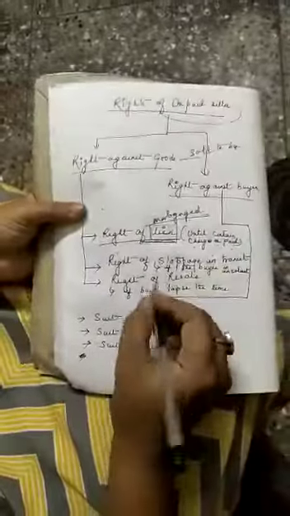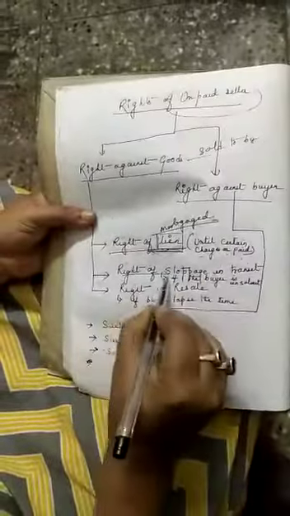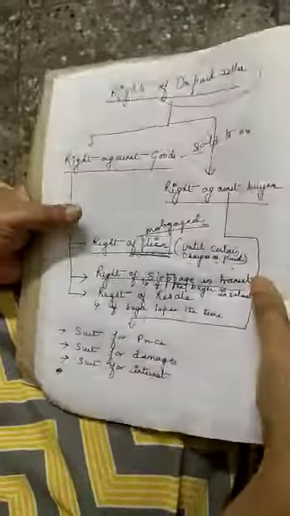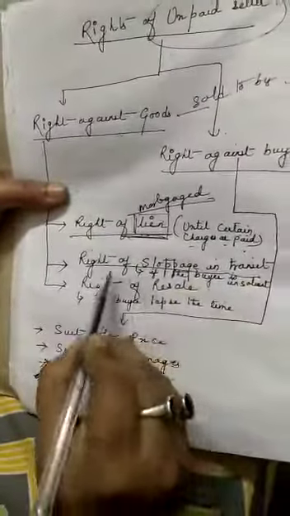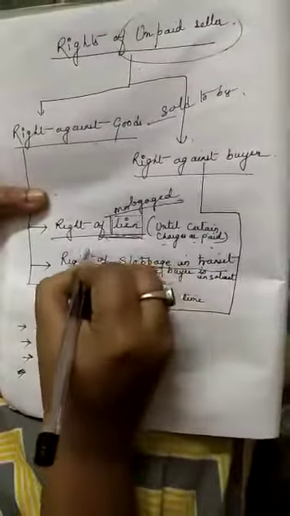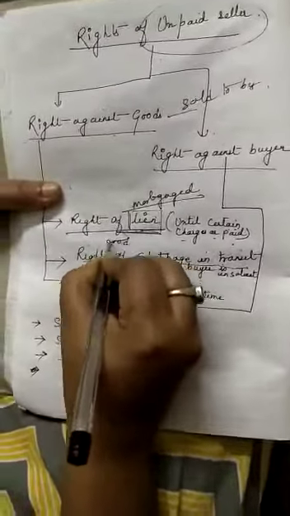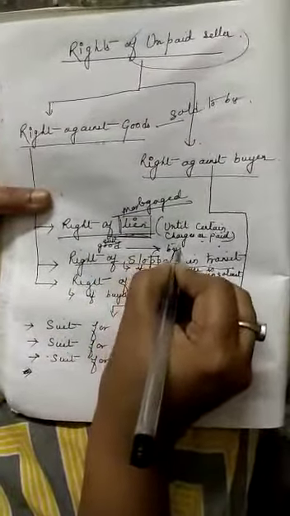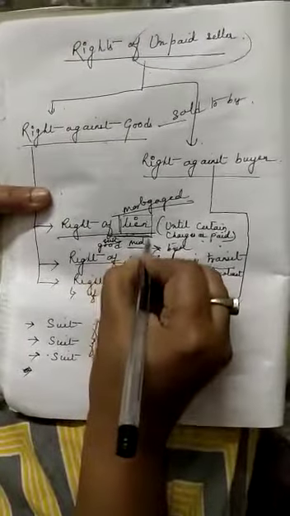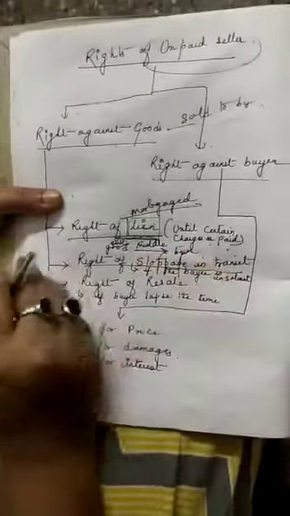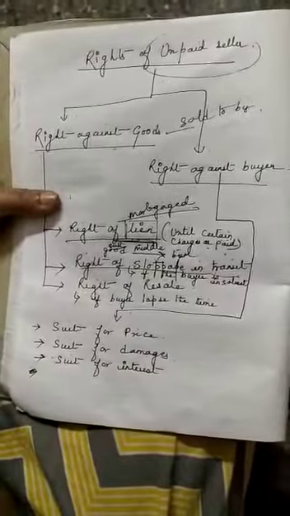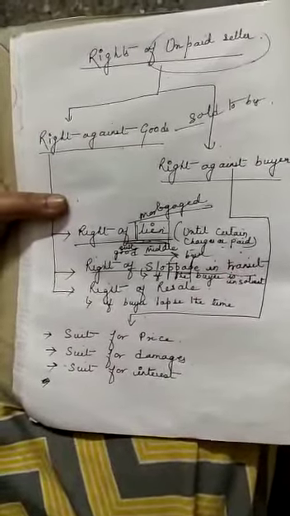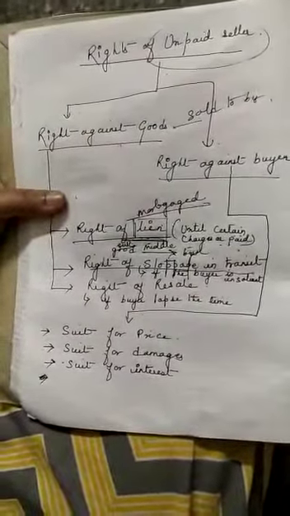Next, right of stoppage in transit. Transit means when the goods are going from seller to the buyer. In this process, it passes through many middlemen. There can be transit through road, through railways. It can be export and import transit.